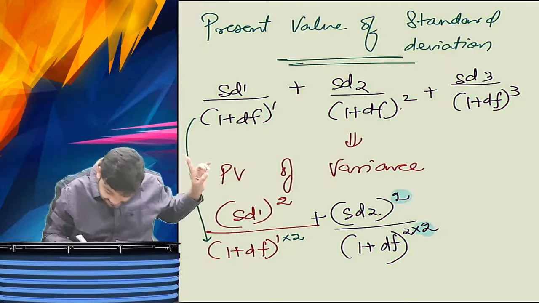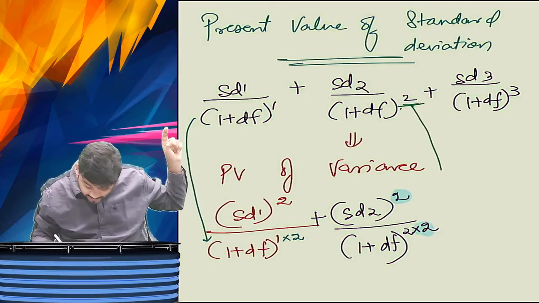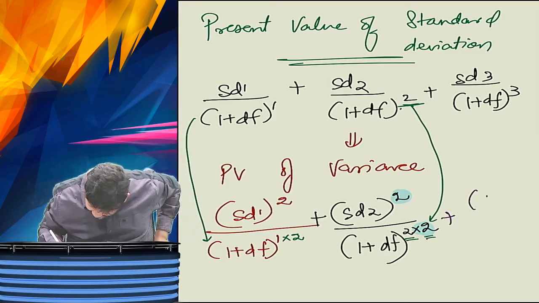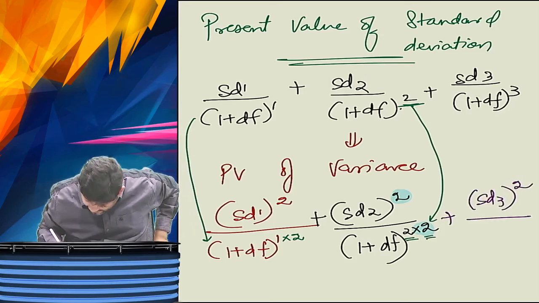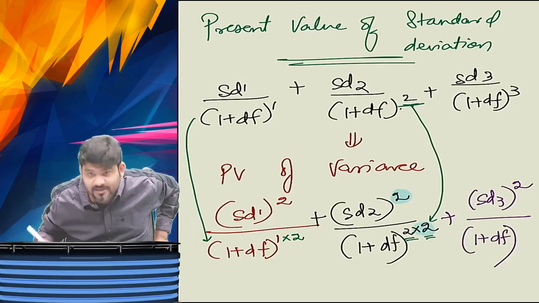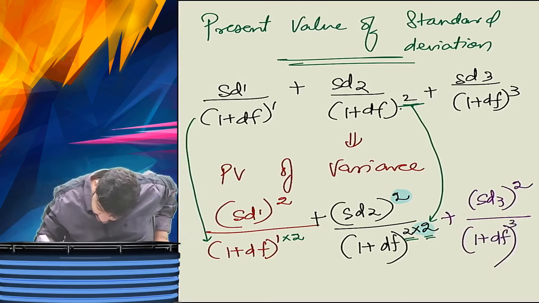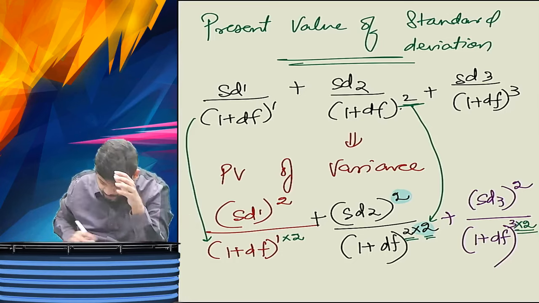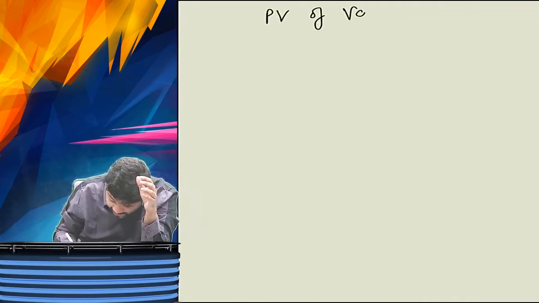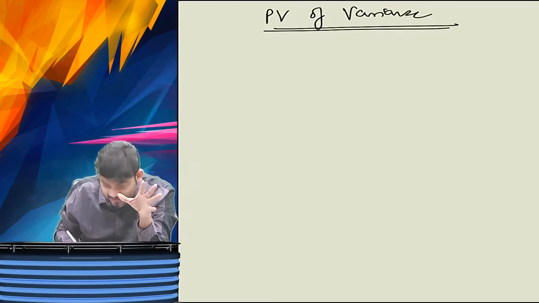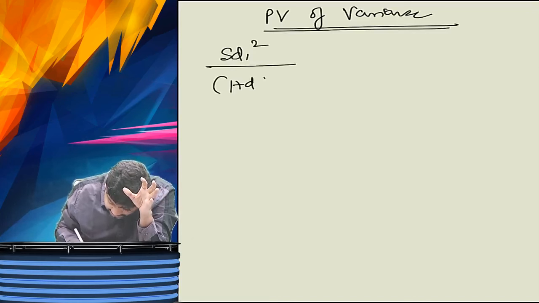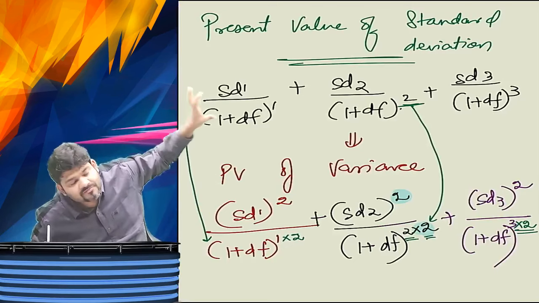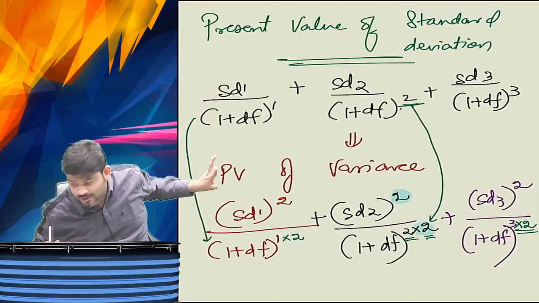See here. This 2 is already there. Now, when you are squaring, this 2 is multiplied by another 2. Let's do one more so that we will be very clear. So, third will be standard deviation 3 squared upon 1 plus discounting factor. Now, this 3 is already there. Multiply by 2. And your answer will be the present value of variance: standard deviation 1 squared upon 1 plus discounting factor raised to 1, but this multiplied by the square. Now, we have done the square of this. First I wrote the present value of standard deviation. To convert any standard deviation into variance, what do you do? Square it up.